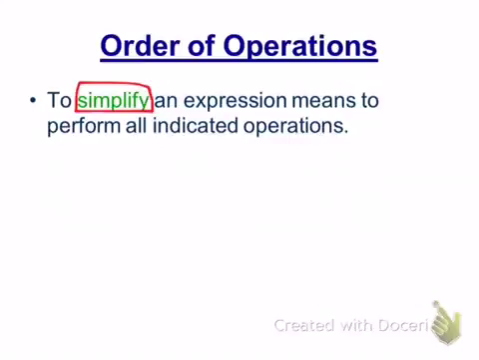Now, for the most part, early on in Algebra 1, simplifying an expression means two things: get rid of parentheses and combine like terms. If we have two things that can be added, then we add them. Get rid of parentheses. That means we either do what's inside, or we perform the exponent.